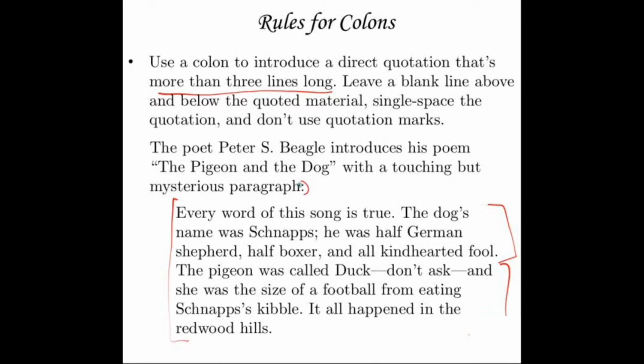in front of it. So the introduction is, every word of this song is true. The dog's name was Schnapps. He was half German Shepherd, half boxer, and all kind-hearted fool. The pigeon was called Duck, don't ask, and she was the size of a football from eating Schnapps's kibble. It all happened in the Redwood Hills. So if I'm writing about the poem as a whole, I may start by quoting the poet's introduction. It's longer than 3 lines, so I set it in this special format, and I introduce it with a colon and no quotation marks.